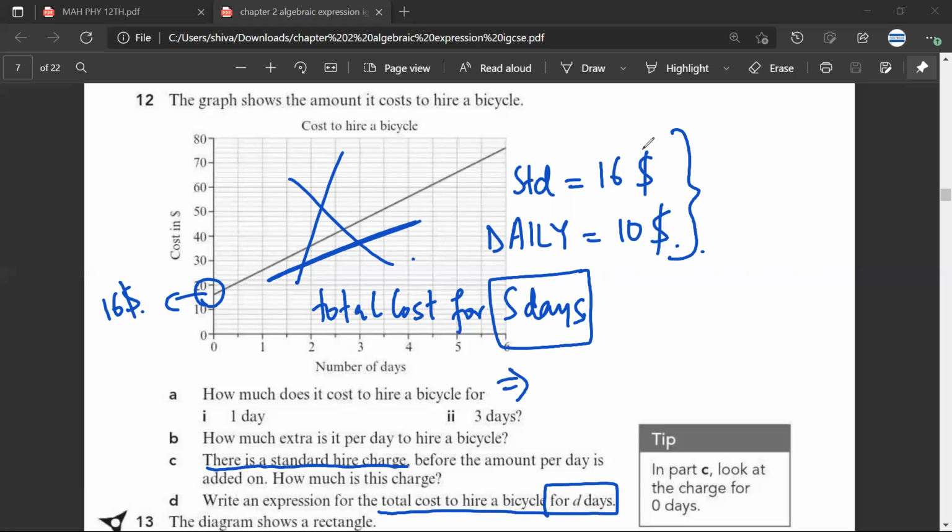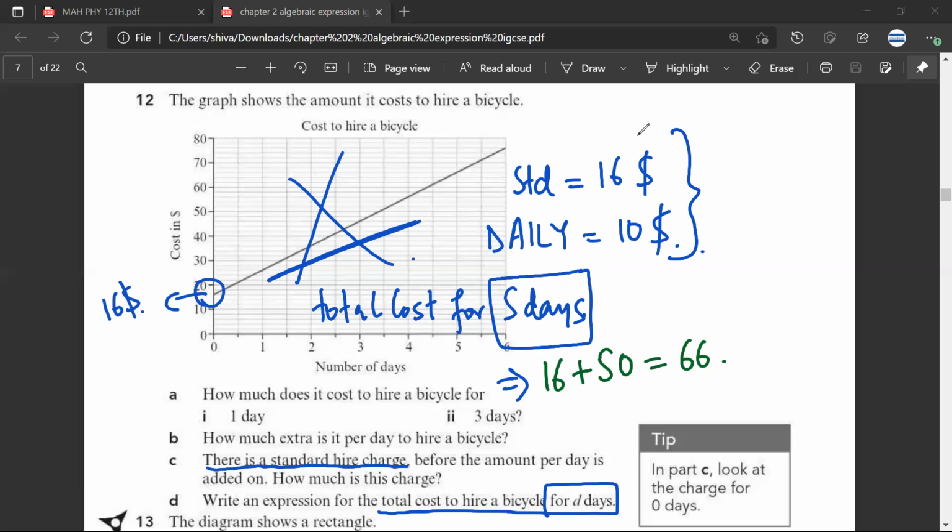So for the first day we'll have to take 16. Shabash. Then we'll add 10 daily, for the 5 days. So we'll get 50 plus 16, and that's 66. Is it making sense? Yes. Mr. Satya, is it making sense?